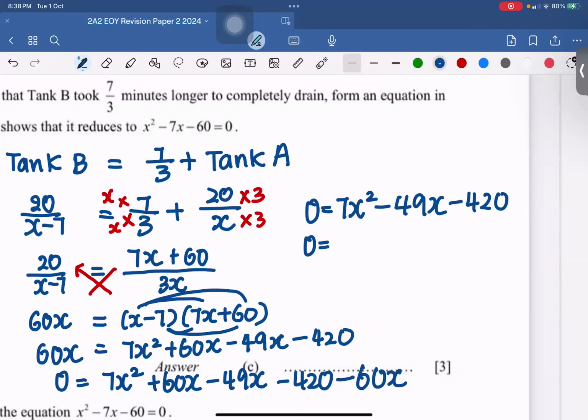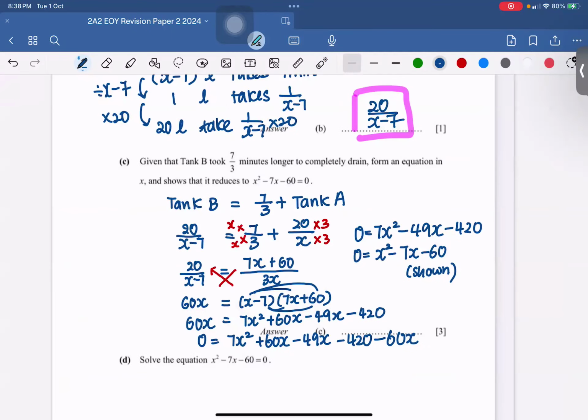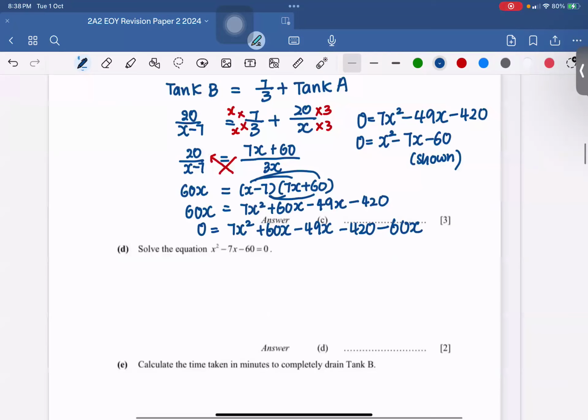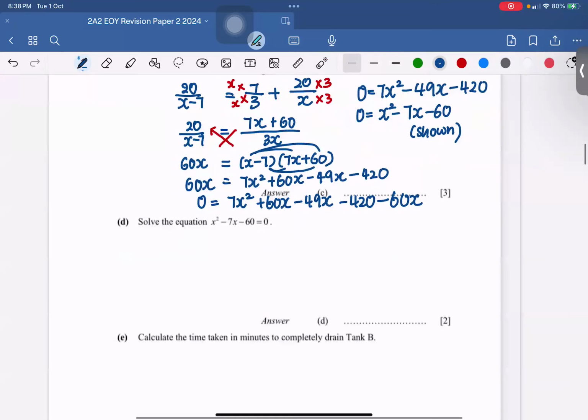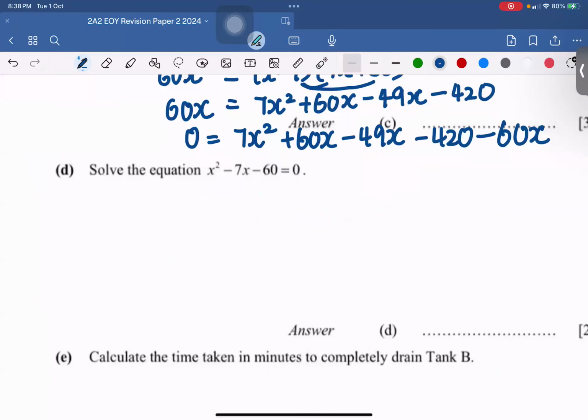So divide by 7, we got x squared minus 7x minus 60. Exactly what it is. So shown. Okay. Let's say you don't know how to do part C. Can you do part D? Even if you don't know how to do part C, they give you the equation, you can solve, right? How to solve this one?